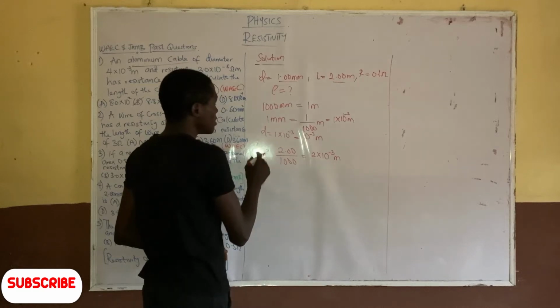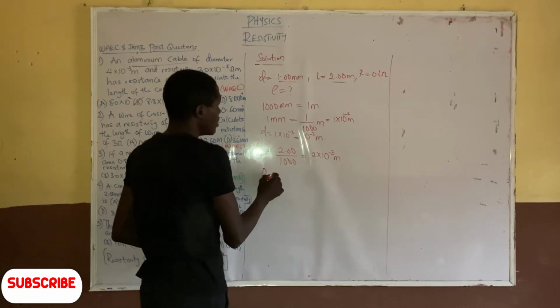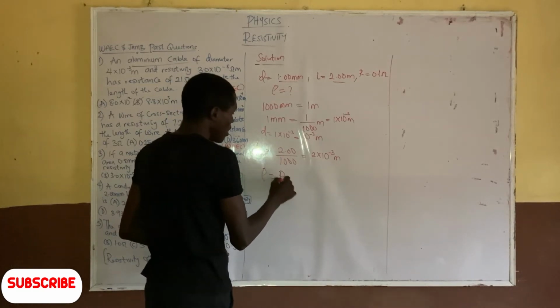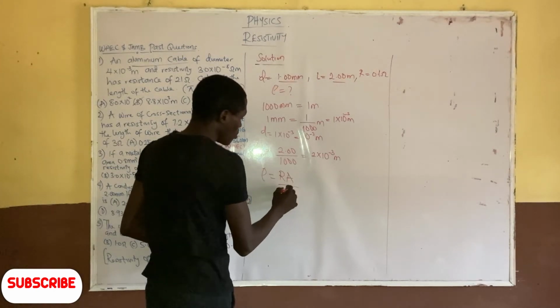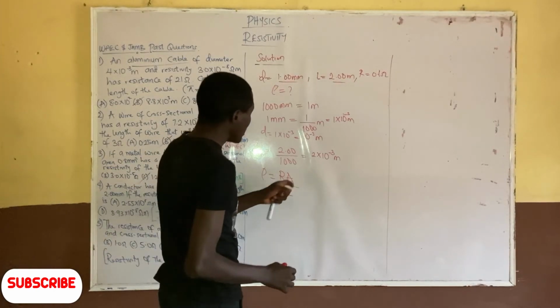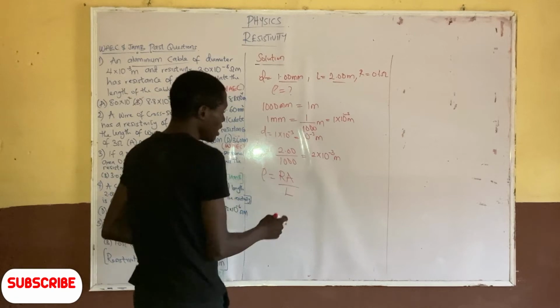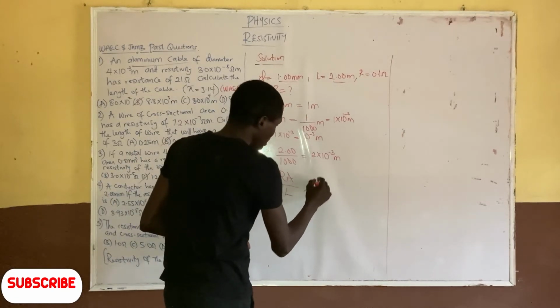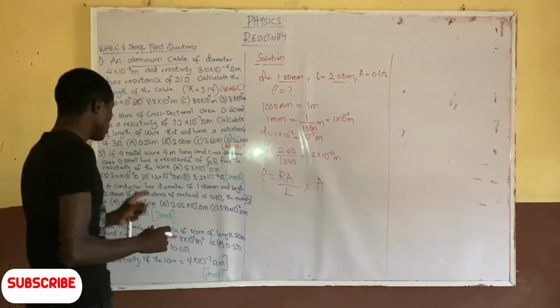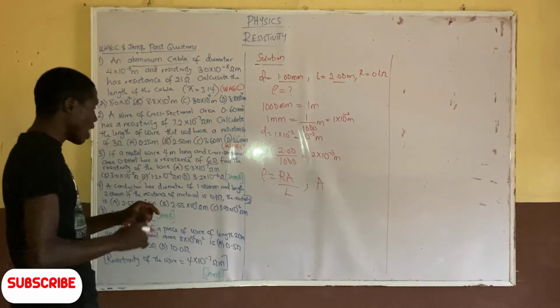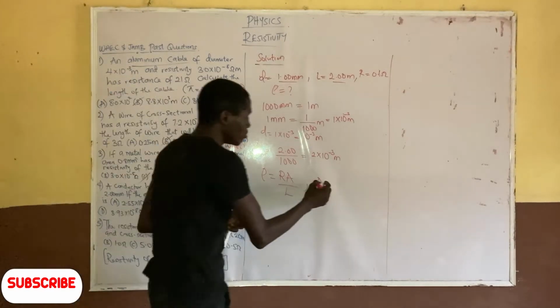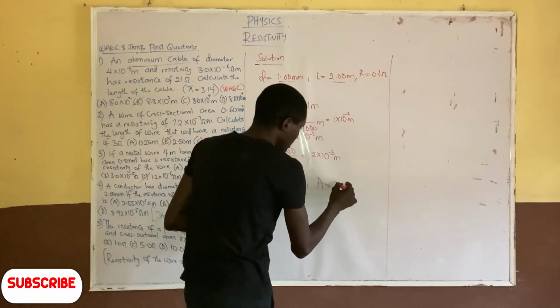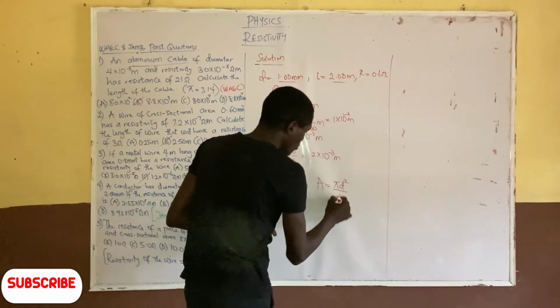Now we can calculate the resistivity. We know that the resistivity is RA over L. But the area is not given in the question directly, so we have to look for it. Since the conductor has a diameter, we know that the area will be pi d squared over 4.